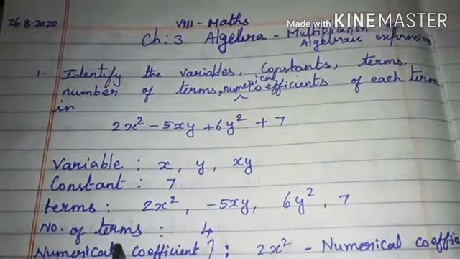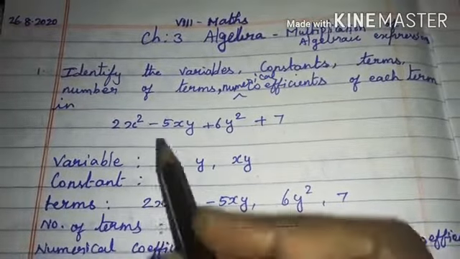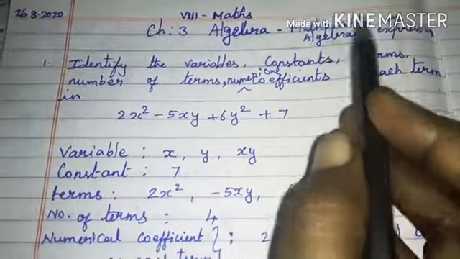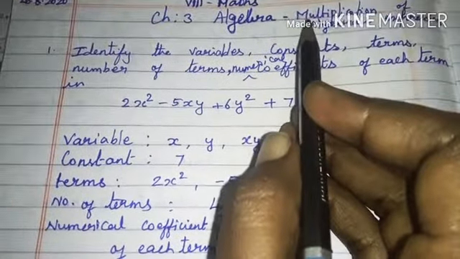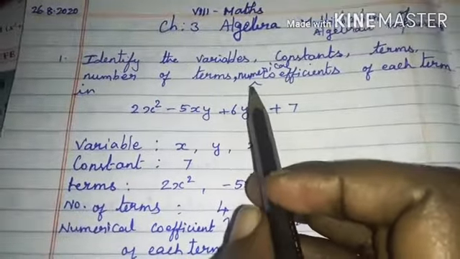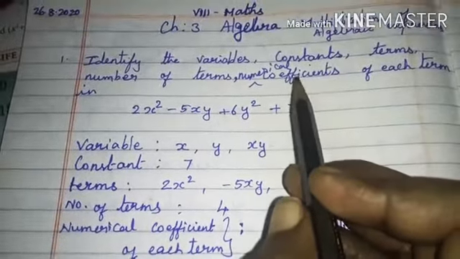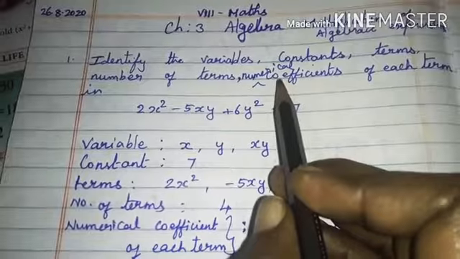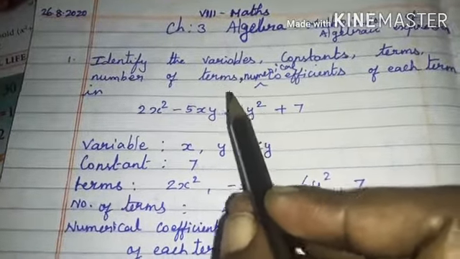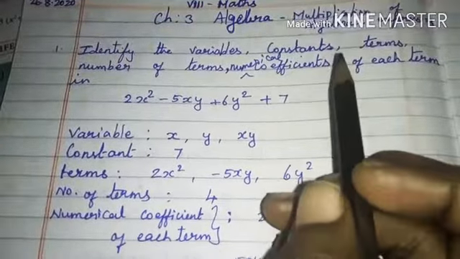Good morning children. Today we are going to see the new chapter, chapter 3, algebra. In that we are going to see multiplication of algebraic expressions. Before that, in our early classes we have learned about constants, variables, like terms, unlike terms, coefficients, and numerical and algebraic expressions. Later we did some basic operations like addition and subtraction.